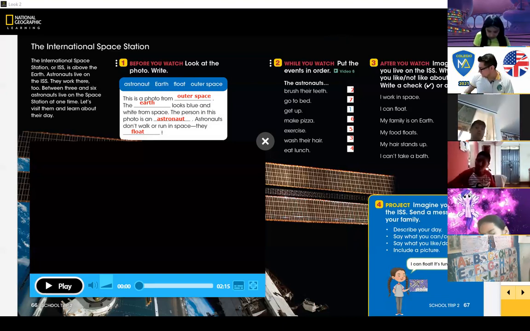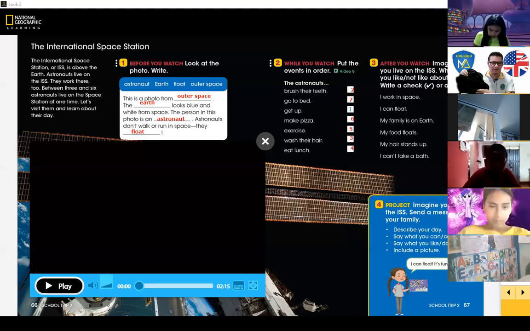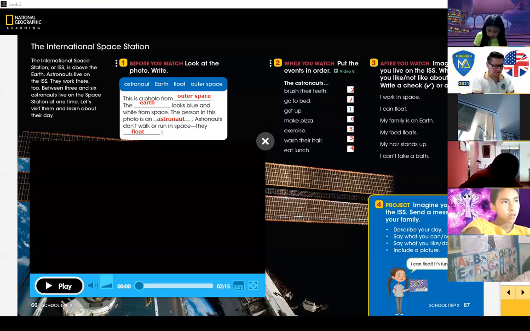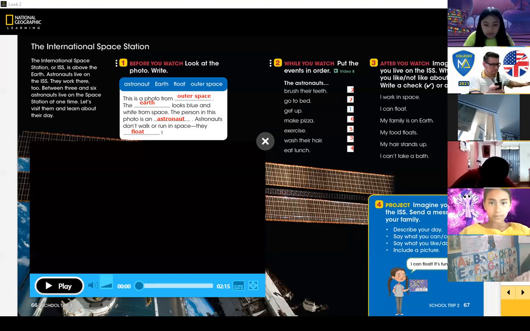You're going to do this with your personal information. Ustedes lo van a hacer con su personal information. You are going to check, or you are going to X the things that are good or bad for being an astronaut or for working on the ISS. So check it, please, because we must continue after that. Are you working on that part? Yes, you have the information now.